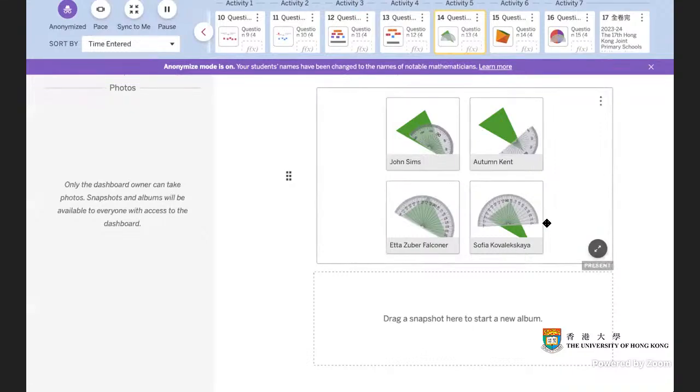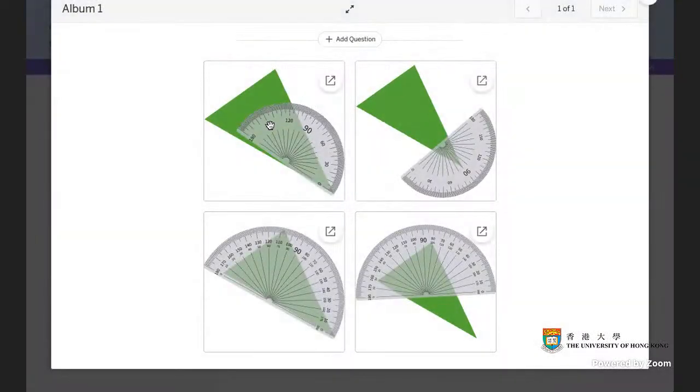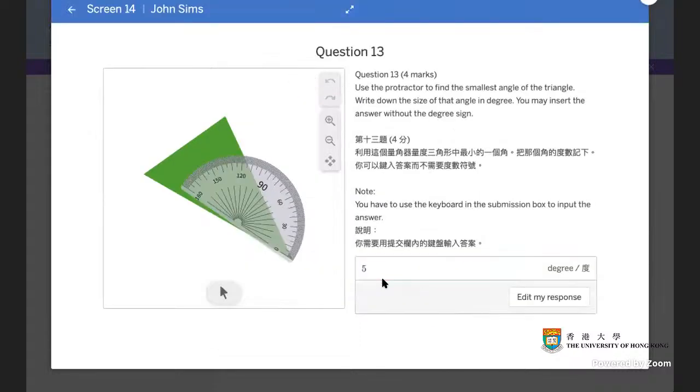That means if you are interested in some of these cases, you can group them together and then share them. And here you may find a variety of interesting results. For example, this one, you wonder why the student considers the angle to be 5 degrees. And the way they put the protractor will give you some hints about how they got the answer. And this can be a question for our further investigations.